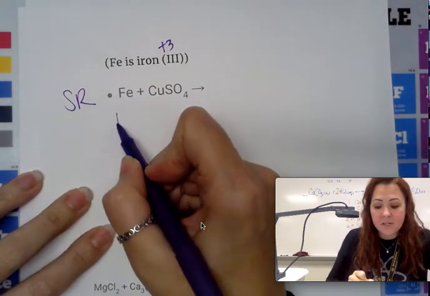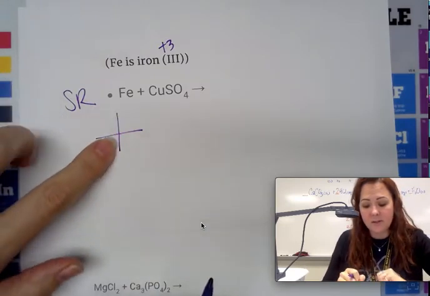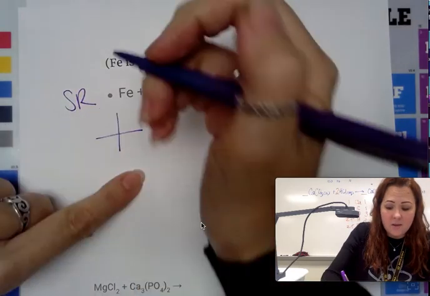Again, I'm going to use my T-chart. Positive charges go on this side, negative charges go on this side. Iron is a single element. It's Fe +3.